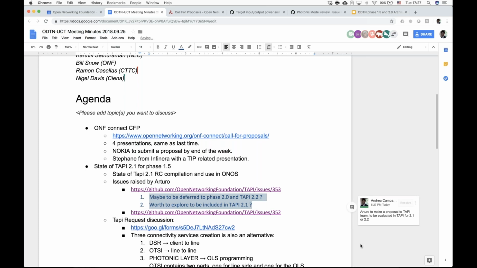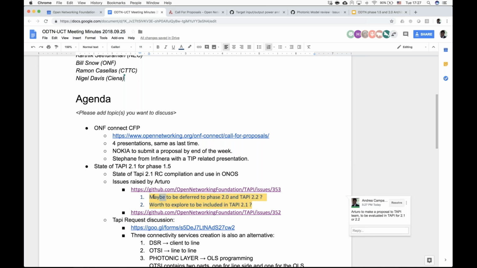Okay, guys, I would do this. If possible, you could continue this discussion offline. I think the right way to go is that Arturo, you make a proposal to the TAPI team with the set of parameters, maybe in the YANG format, however you prefer, and then you and the TAPI team evaluate whether to put it into 2.1 or 2.2. One request that I personally would have is not to delay the release of TAPI 2.1 just for this.